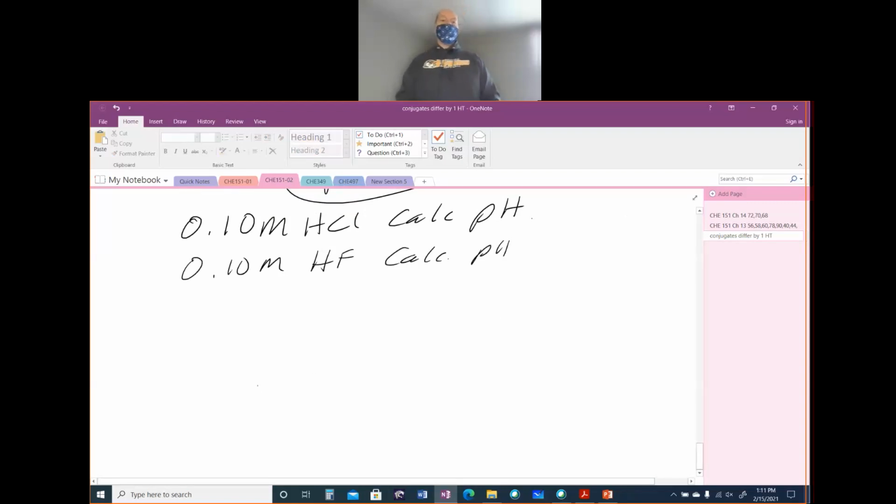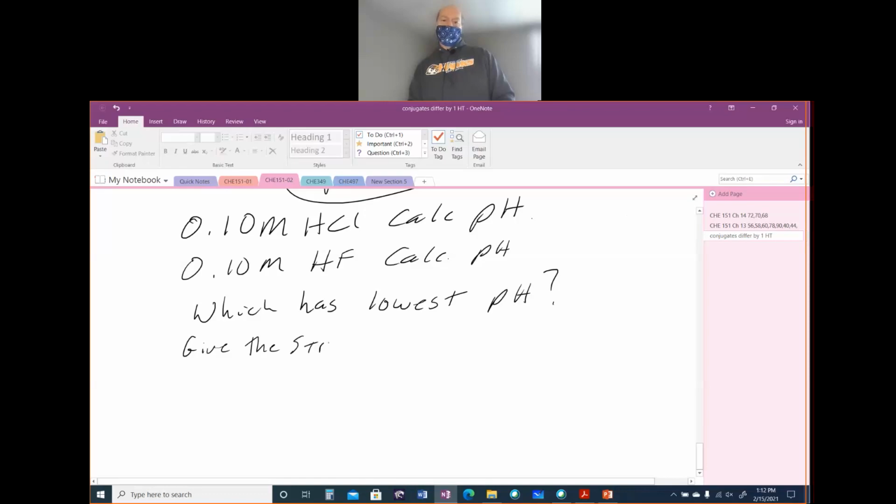All right, so when you get this problem, there can be a lot of different questions. One could be calculate the pH. One could just be predicted. Could be which has the lowest pH. Give the strongest conjugate base. All right, so which has the lowest pH?